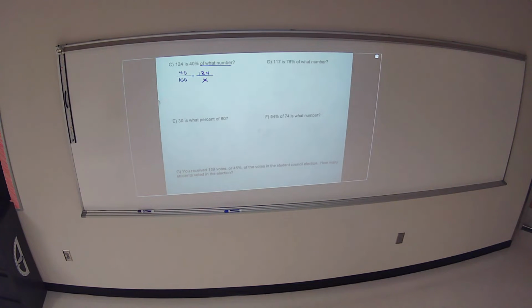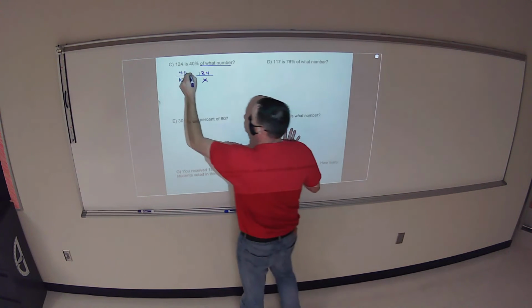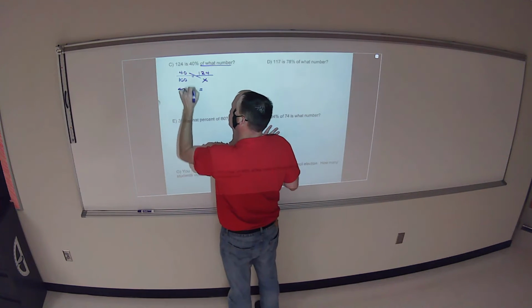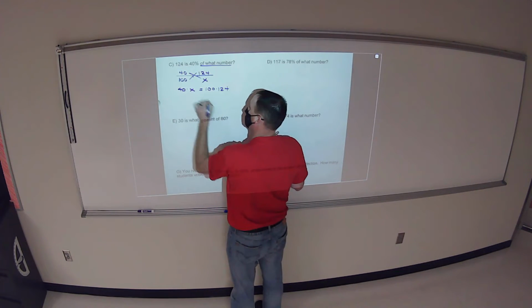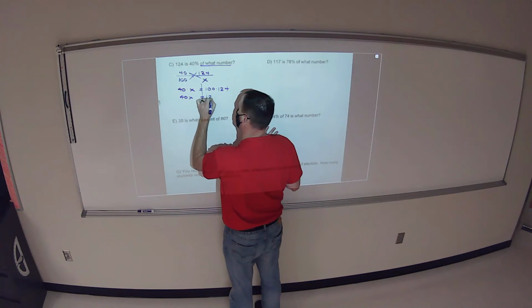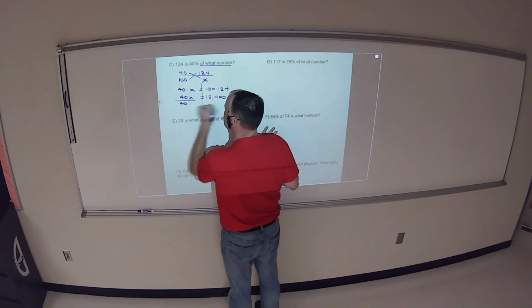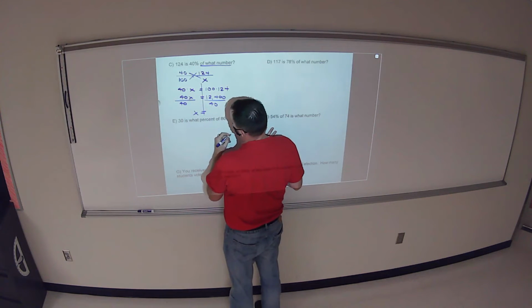Okay? Quinn, how do you want to solve this one? Cross products. Okay, really, that's the only option you really have in this particular problem. We're going to take 40 times x, and that's equal to 100 times 124. So now I'd have 40 times x is equal to 12,400. And if I were to divide each side by 40, then x becomes, what is that? 310?